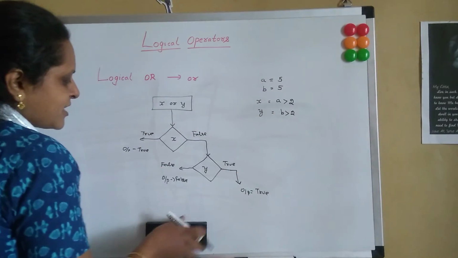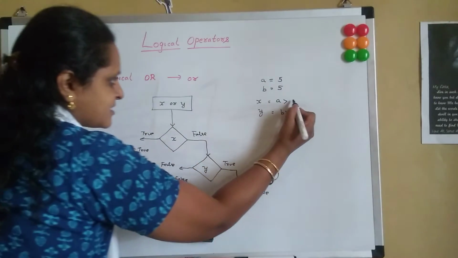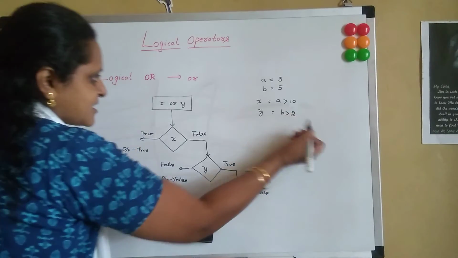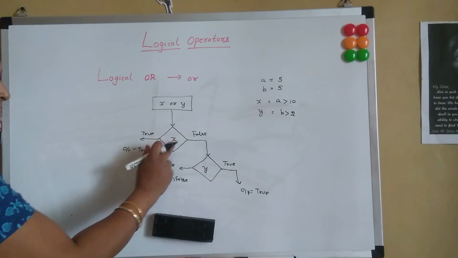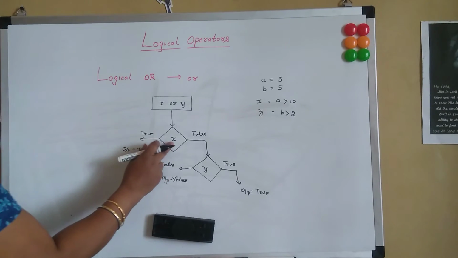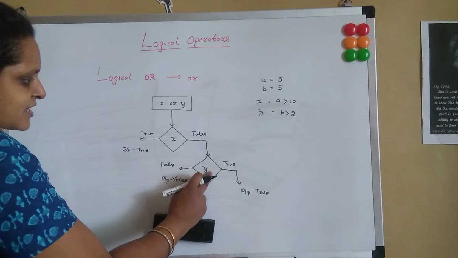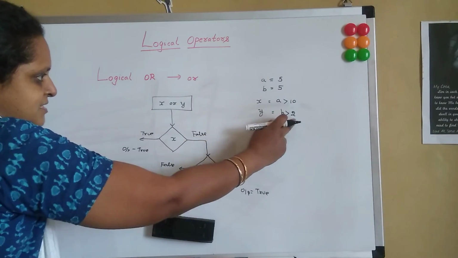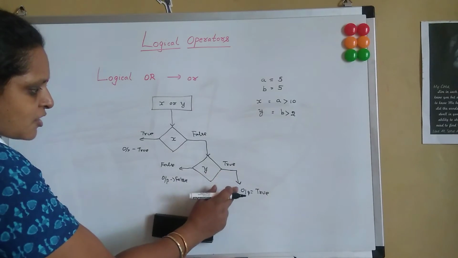So now if I take X as A greater than 10, and Y as B greater than 2. Here A is not greater than 10, so my X condition becomes false. So it checks for Y. In Y it checks if B is greater than 2. B is greater than 2, so it returns the output true.